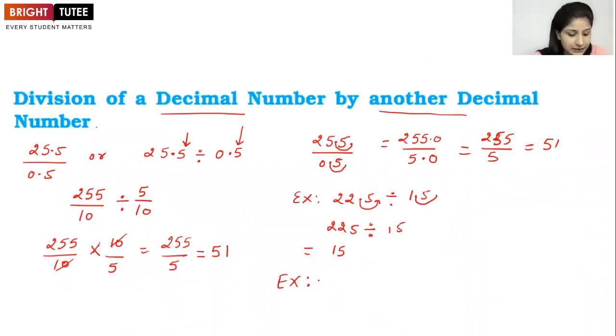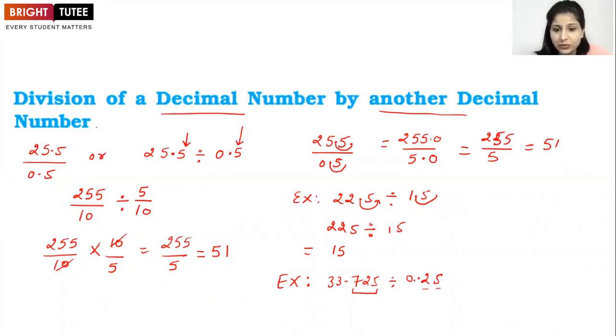So the example is 33.725 and we are going to divide it with 0.25. Now as you can see here, in this case we have 3 decimal places or we have 3 digits after the decimal point, but here we just have 2 digits after the decimal point. Now one of them definitely can be converted into whole numbers by shifting the decimal 2 places towards right.